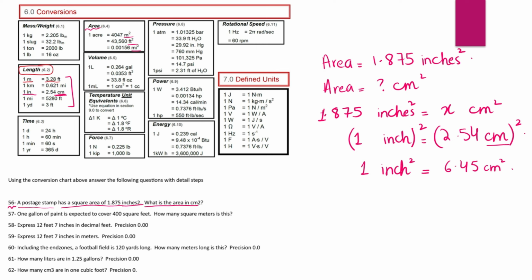Let me remove this part now, and write 1 inches square equals 6.45 centimeter square. You can see now we have the conversion unit here: 1 inches square equals 6.45 centimeter square. Now we can easily find the value of x.